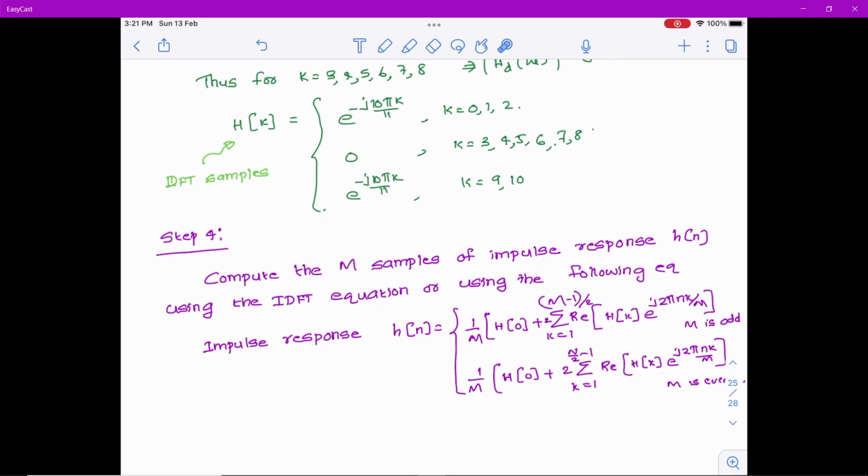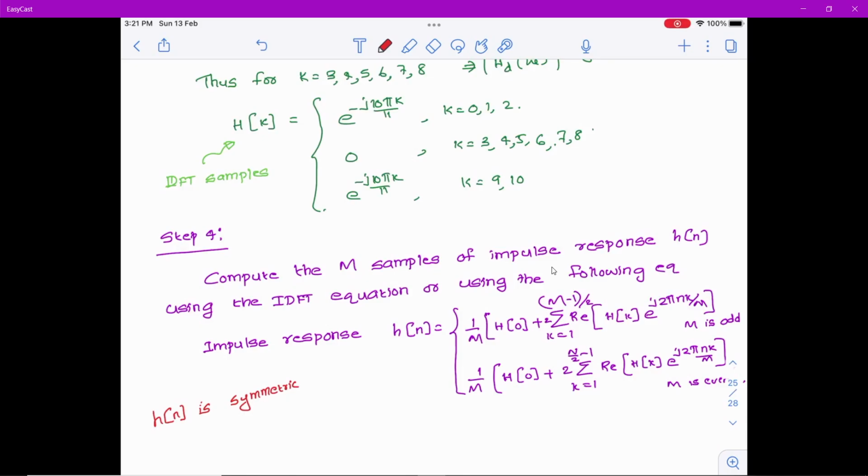So you can do it in multiple ways. Either you can directly take the IDFT using the equation, and with the IDFT equation you can easily find h of n, or you can use the following equation. This equation comes from the fact that h of n will be symmetric. One of the important properties of linear phase filters is that h of n is symmetric. If h of n is symmetric, you can combine multiple values of h of n.